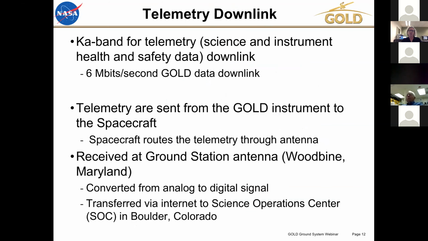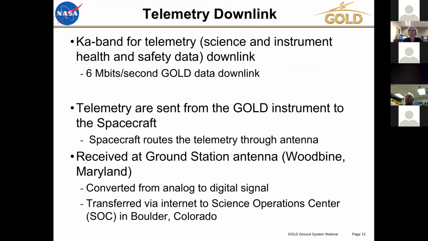Now moving on to the downlink side, we are using Ka band for telemetry. And again, for GOLD, what is involved for telemetry is the science data, as well as the GOLD instrument health and safety data. Ka band, just like the S band, has its own advantages and disadvantages. The advantage for Ka band is you can see that it's a much higher data rate. We downlink 6 megabits per second for GOLD, and that's a continuous stream.